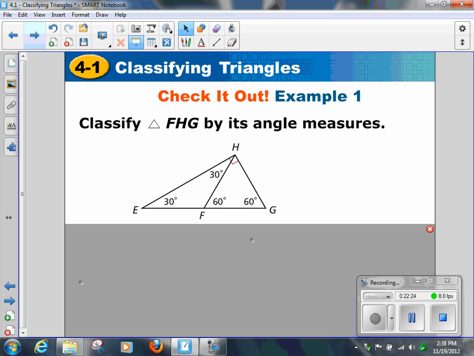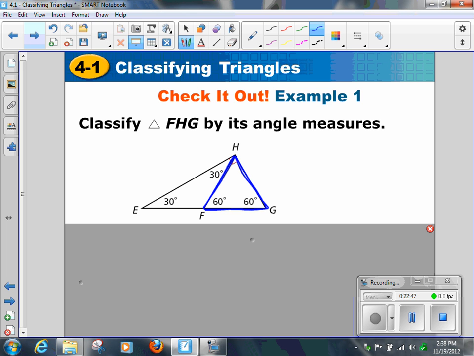Let's look at this example. Classify FHG by its angle measures. Folks, just look at it. What's the first thing that I have to do to this? I have to outline it, right? So I've got to find triangle FHG. Right there it is.